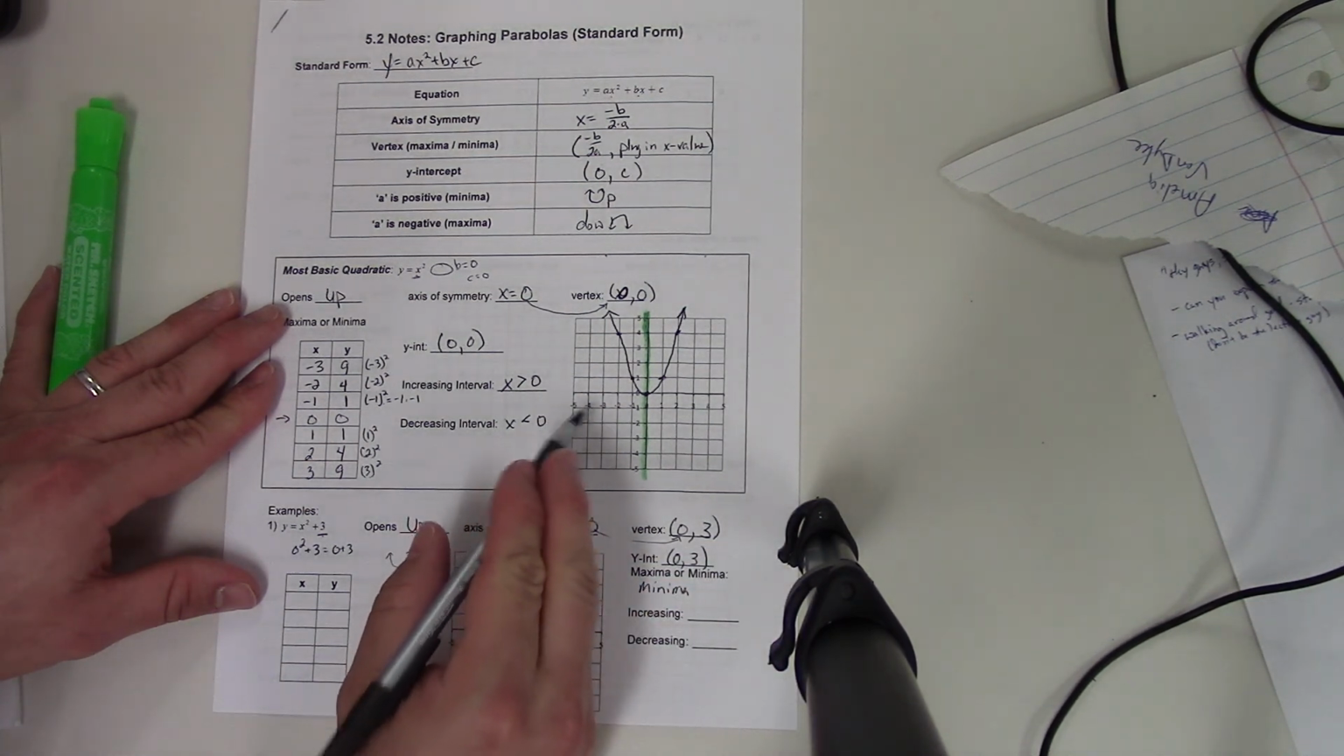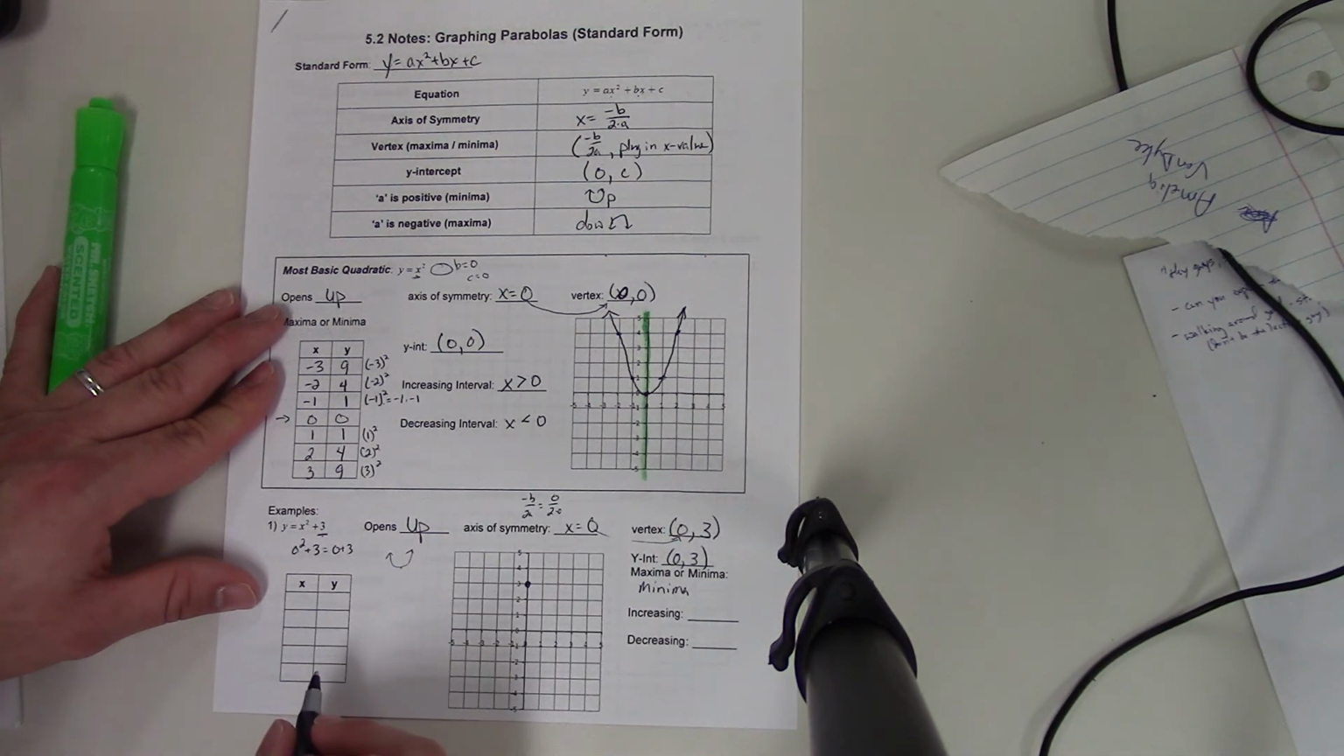We didn't talk about that up here, but it's again a minima there. Where is it increasing or decreasing? Well, let's put some numbers in here first. Remember, we put the vertex in the middle. Okay. Go up by 1. Here we go, like so.